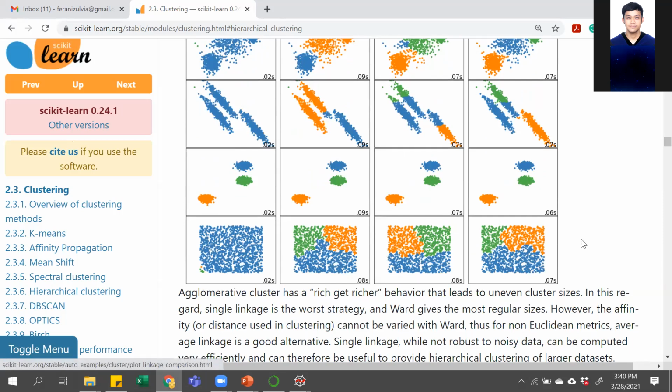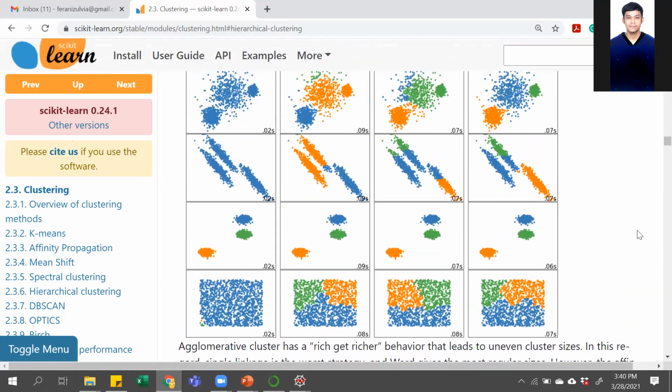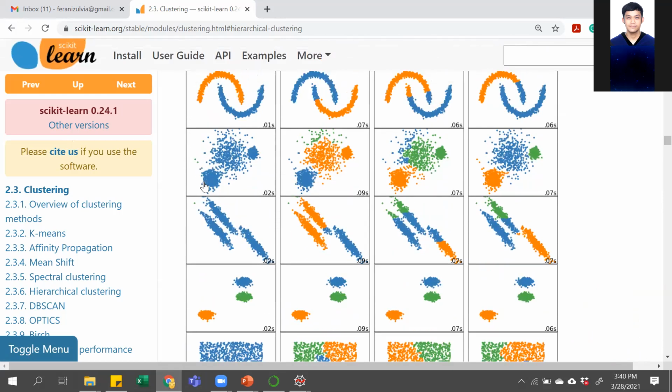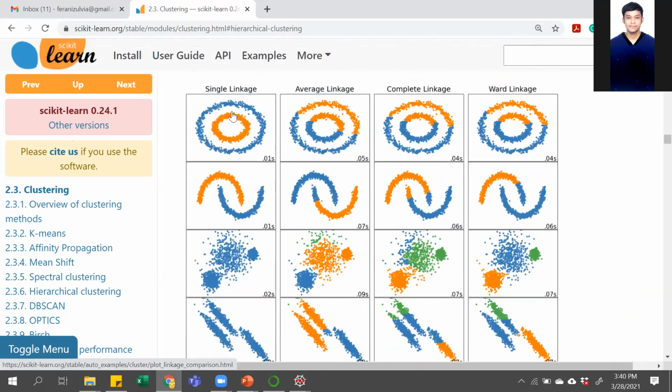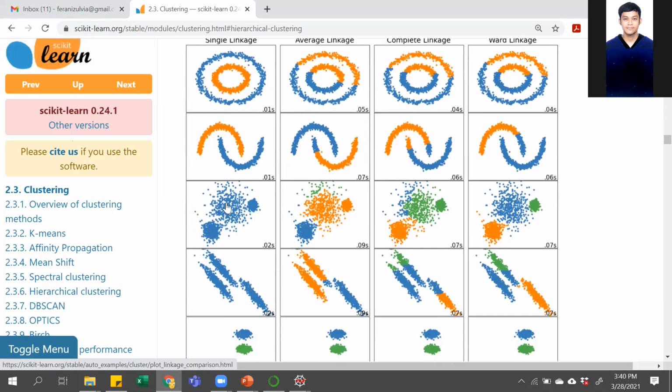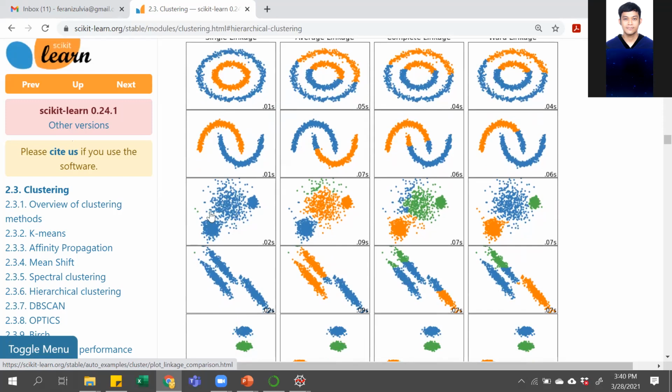In general, my suggestion is that we do visualization of our data set first. Then from the visualization, if we see that the shape of the clusters is irregular like this, as in the first and second data sets, it is better to use single linkage. But if the data has many noise points like this, it is better not to use single linkage.